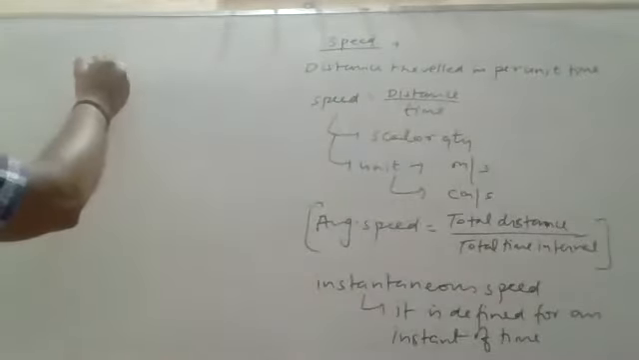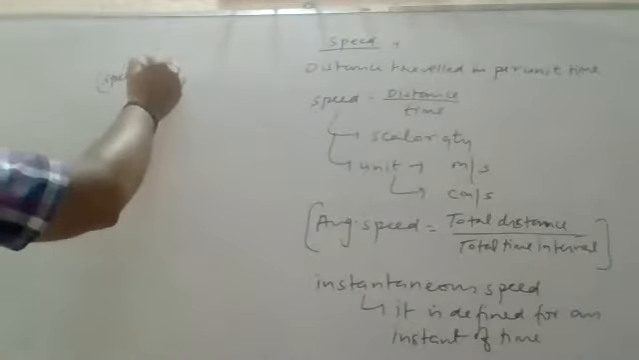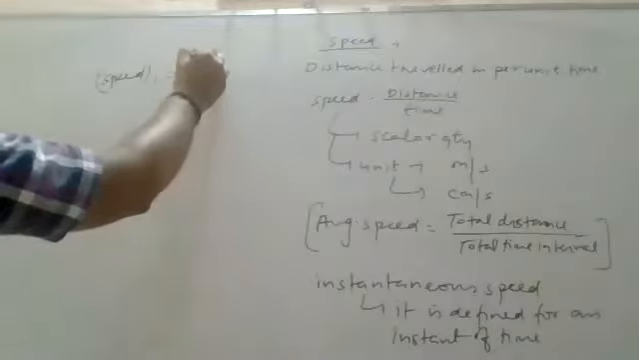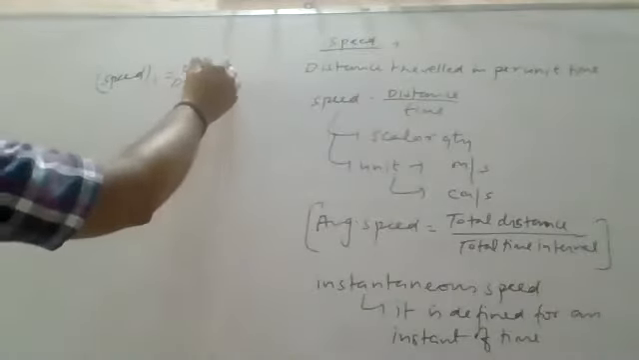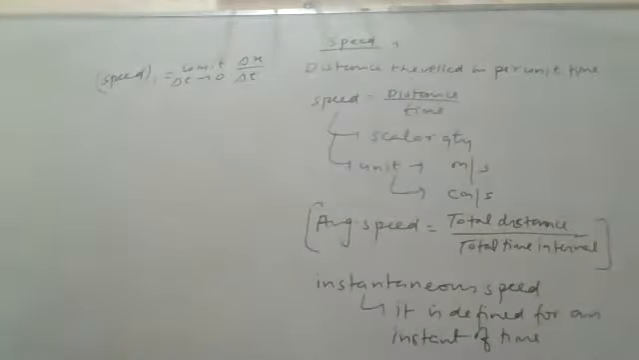And how will I calculate the instantaneous speed? Instantaneous speed is equal to the limit as delta t tends to 0 of delta x by delta t. Delta x is the distance covered at that moment.